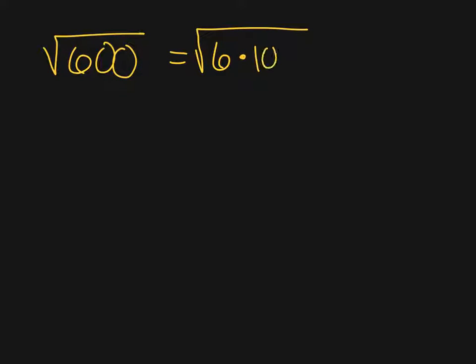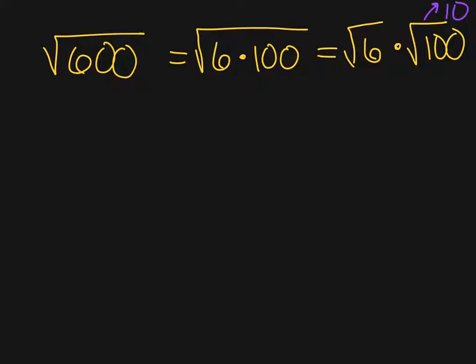What if we have something like root 600? I don't know that perfect square, and I don't think that it is, but I can factor it down to be 6 times 100. Which breaks down into root 6 times root 100. Let's do my extraction. Root 100, I'm going to extract out that 10. The root 6 stays root 6. My answer is 10 root 6.